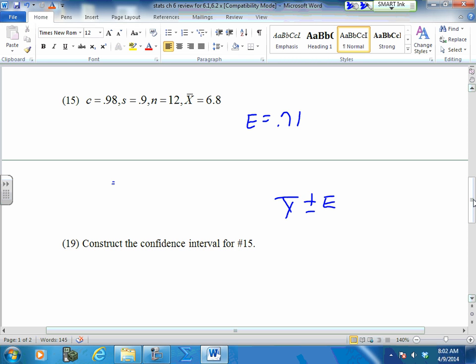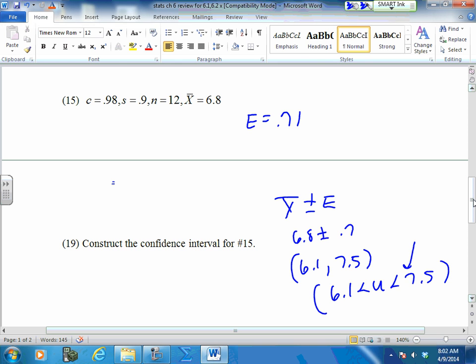You build your confidence interval the same way. Same exact way. Don't leave it like this. Take your mean, plus or minus 0.7. Now, you need to do the whole thing out. Subtract it and add it. I don't care if you write it this way or you write it this way. I think this helps you make more sense out of it when you write it out as an inequality rather than interval notation. You want to be 98% confident that your population mean will fall between 6.1 and 7.5.